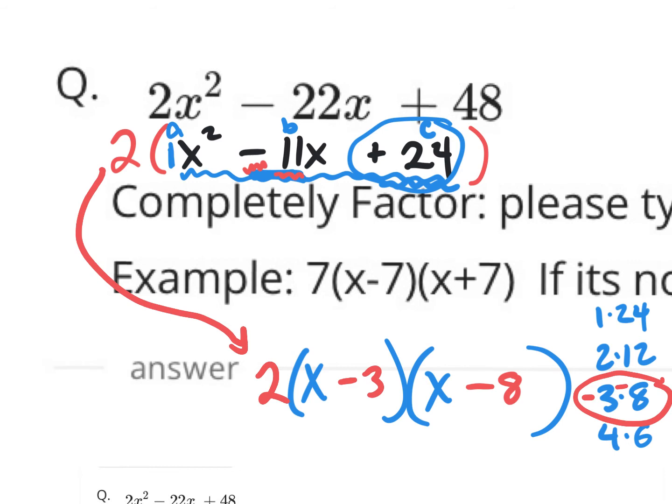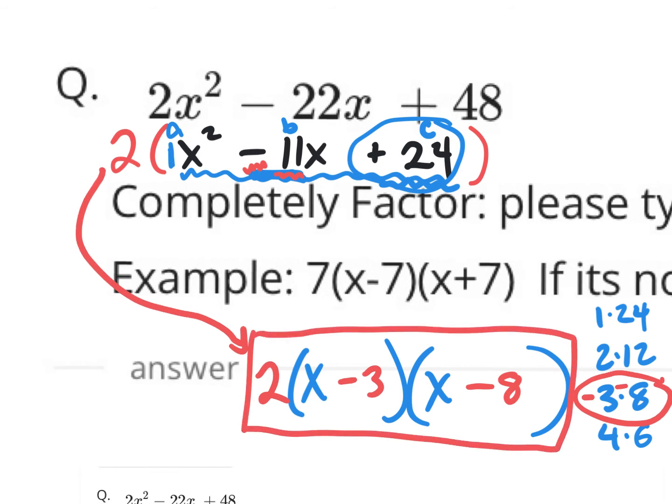So ladies and gentlemen, you're going to type in your answer exactly like this with no spaces between your terms. It'll be 2 parentheses x minus 3 parentheses x minus 8.